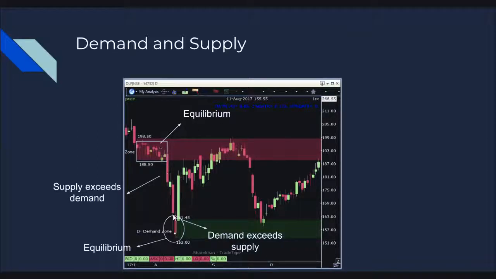Now this kind of a fall in price, could it have been caused by retail traders selling, or do you think it's because of the institutions or the big boys? See, I would like to classify the traders in the market into two categories. One, the institutional traders or the big boys, and two, the retail traders, or I also call them the novices. Why? Because the bigger portion of retail traders are novices, and a smaller portion are professional traders.